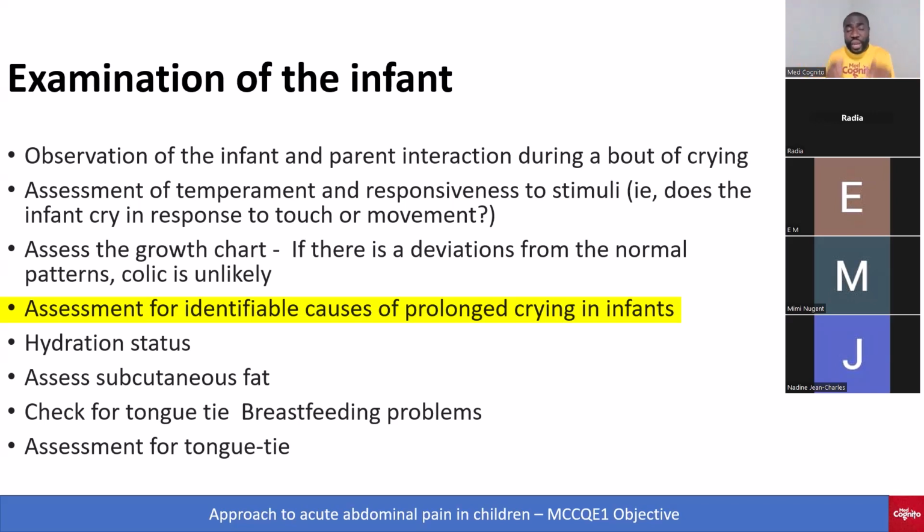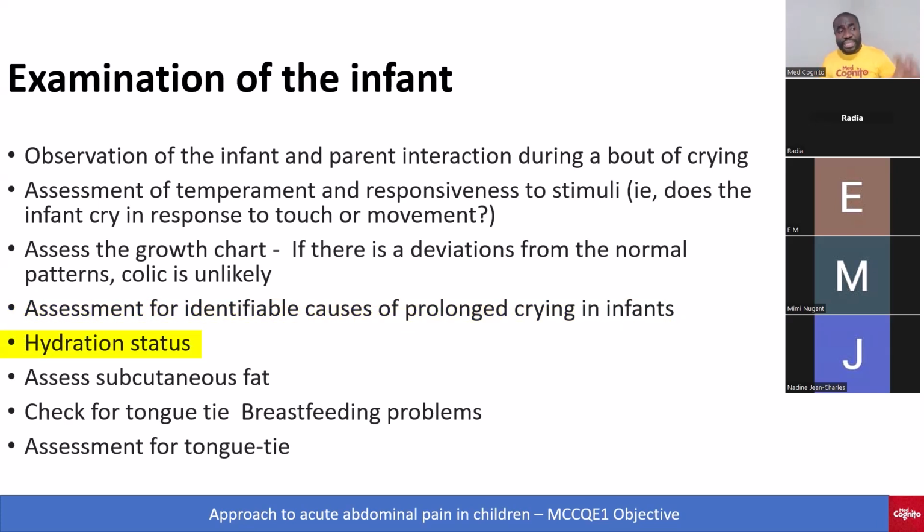So when you're learning colic, don't only focus on colic. Learn that there are some ENT causes of inconsolable children. There are some ophthalmologic causes, like the child may scratch the eye, the child may have corneal abrasion, the child may have glaucoma. There can even be cardiovascular causes like heart failure, like supraventricular tachycardia. There can be genitourinary causes like testicular torsion, strangulated hernia, right? And then you also want to assess the hydration status.